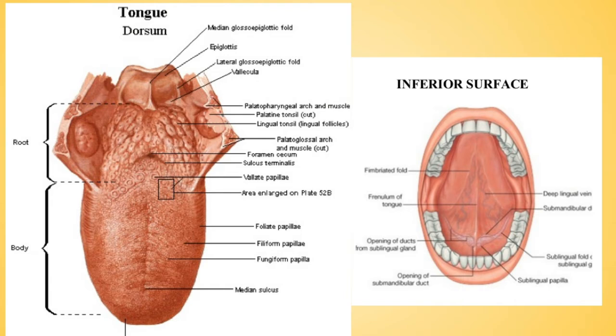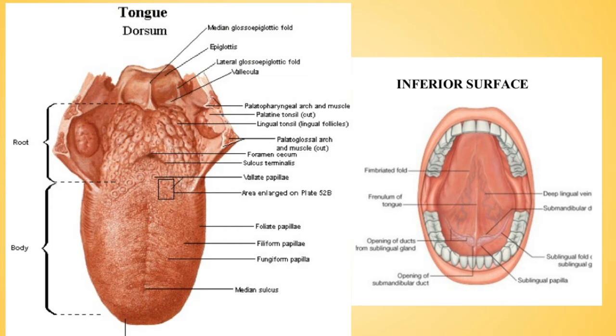First of all, the root. The root of the tongue is attached to the styloid process and soft palate above and to the mandible and the hyoid bone below. Because of this attachment, we are not able to swallow the tongue itself. In between the mandible and the hyoid bone, it is related to the geniohyoid and the mylohyoid muscles.